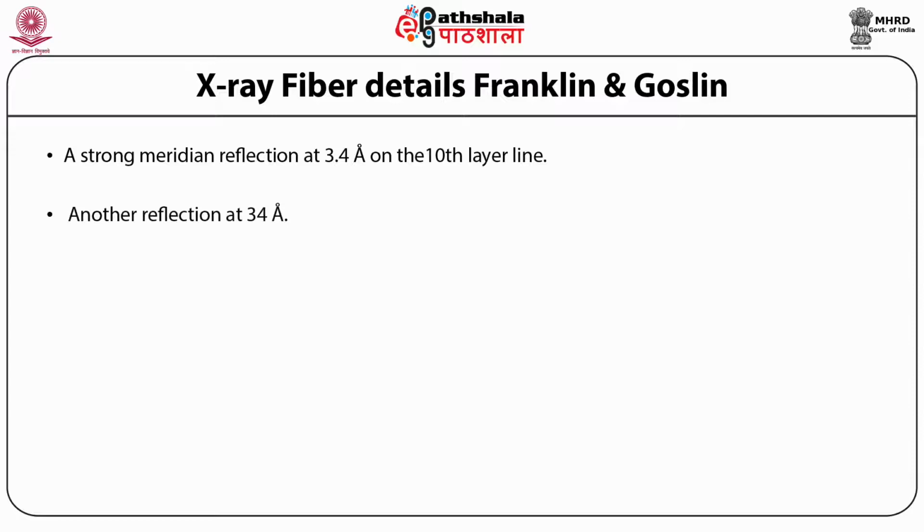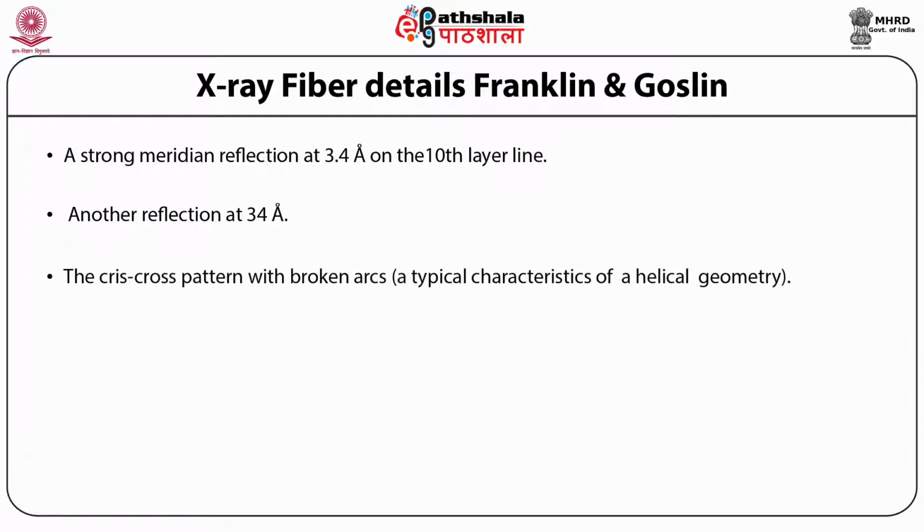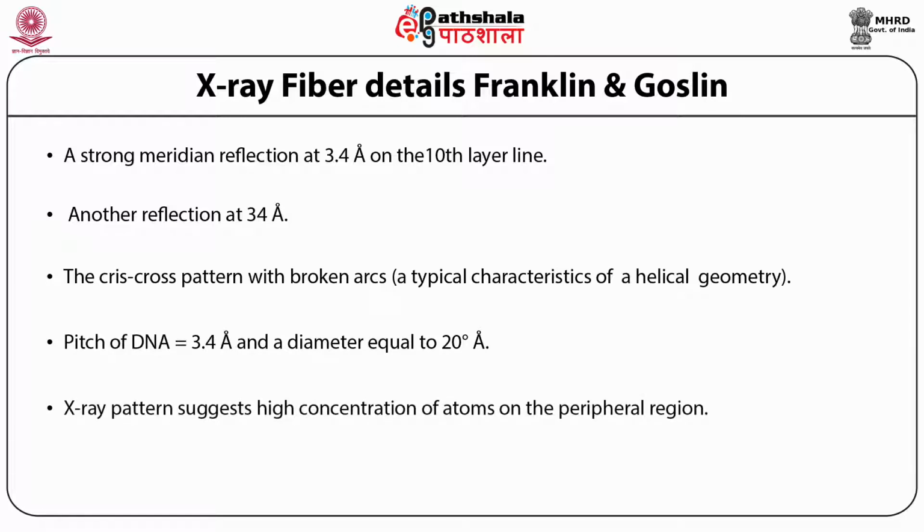Another strong reflection was seen at 34 angstrom. The criss-cross pattern with broken arcs, a typical characteristic of a helical geometry, was seen. Pitch of DNA was equal to 3.4 angstrom and diameter was equal to 20 angstrom. X-ray pattern suggests high concentration of atoms on the peripheral region.